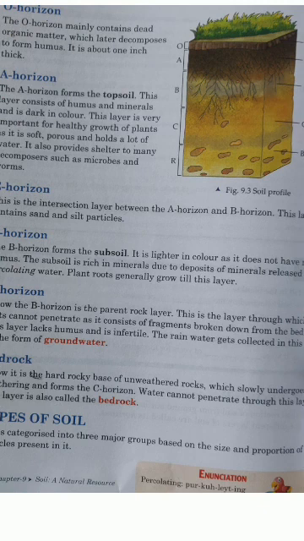And then we have the C horizon. The water that percolates settles down at a particular layer as groundwater, so it settles in the C horizon. It consists of broken rocks. And the last is the parent rock, which is called bedrock or the R horizon.